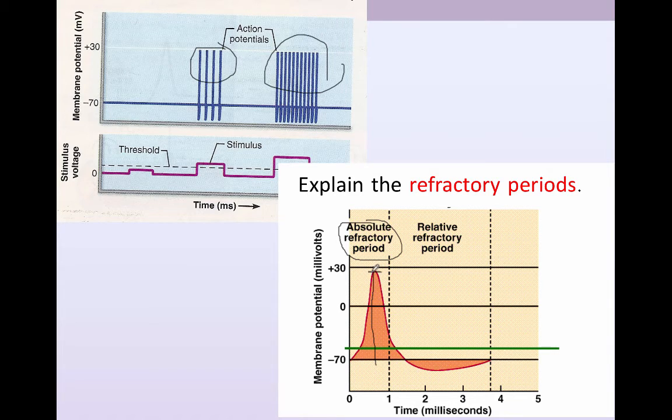Once we reach plus 30 millivolts, the inactivation gate shuts and nothing we can do will open up the inactivation gate other than just simply waiting. And so we can't superimpose a second action potential here. Again, this is known as the absolute refractory period.